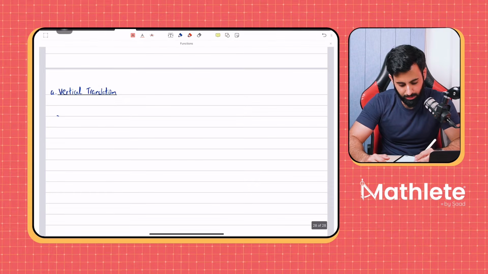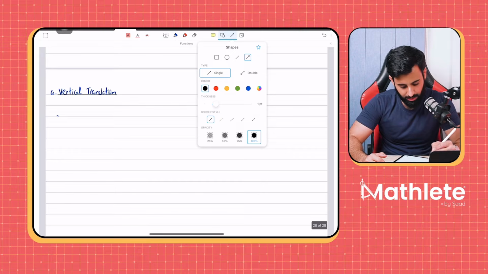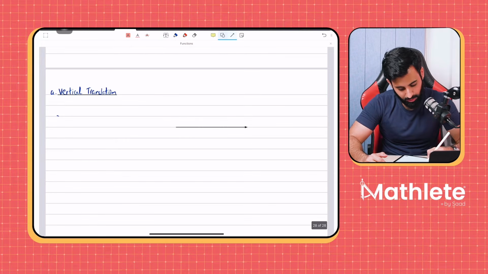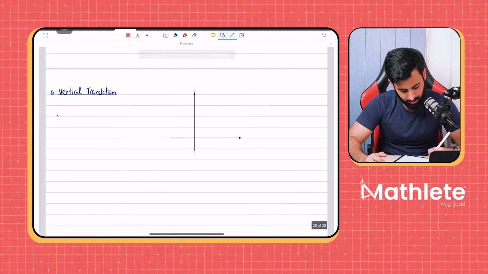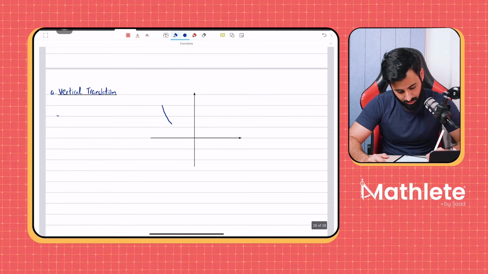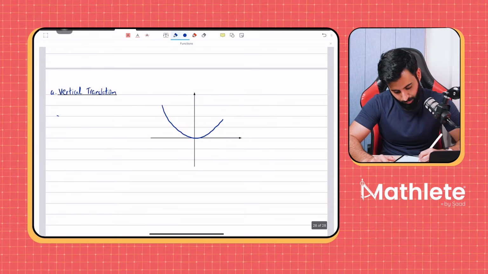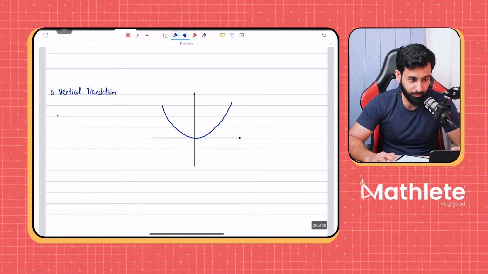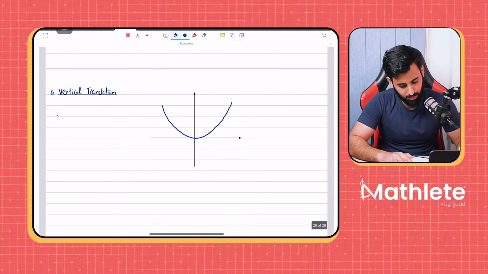So let's say that we start off with y equals x square. What does the graph of y equals x square look like? We just saw this is what it looks like. Here it is. What I've drawn in blue is f of x.